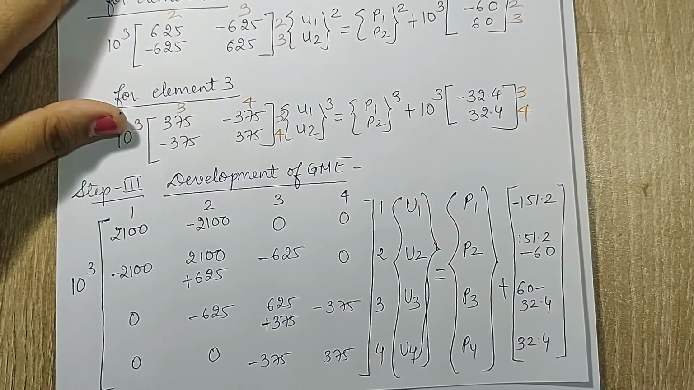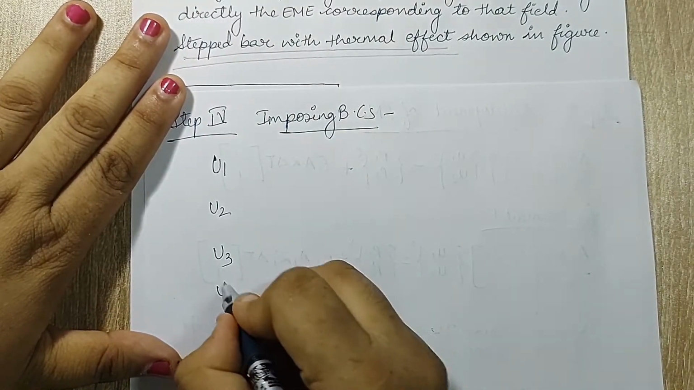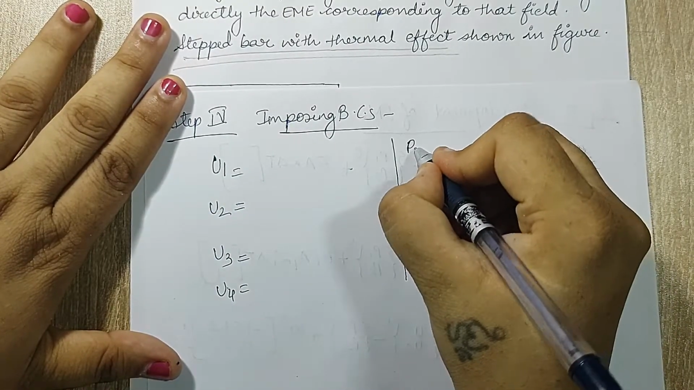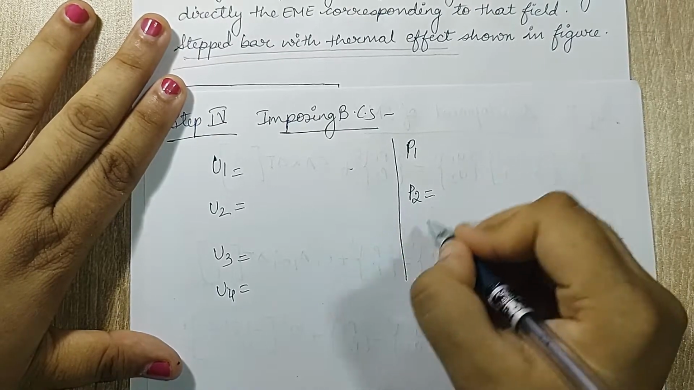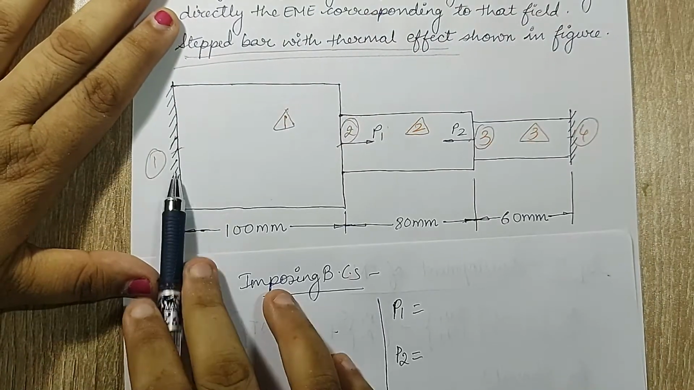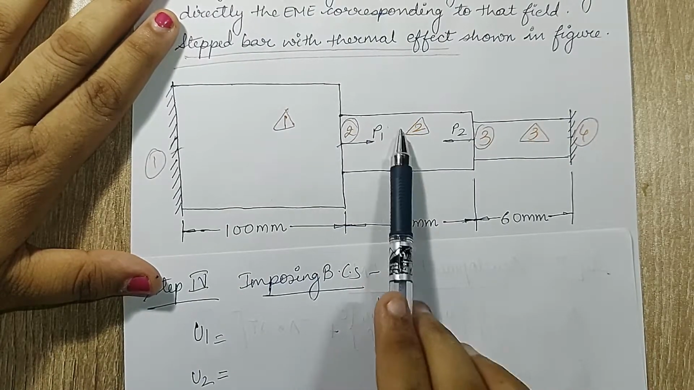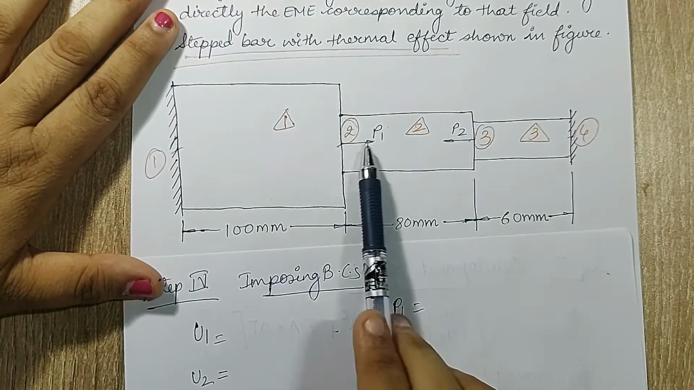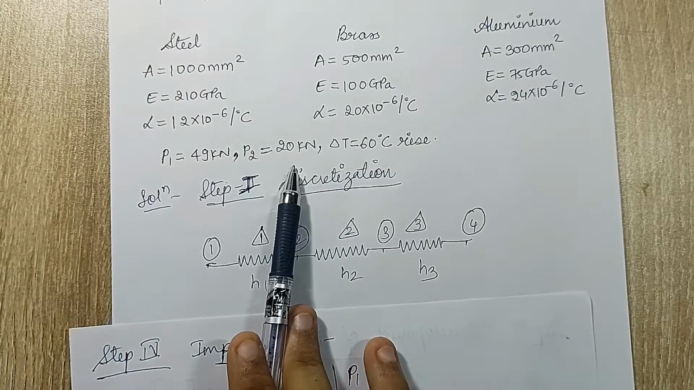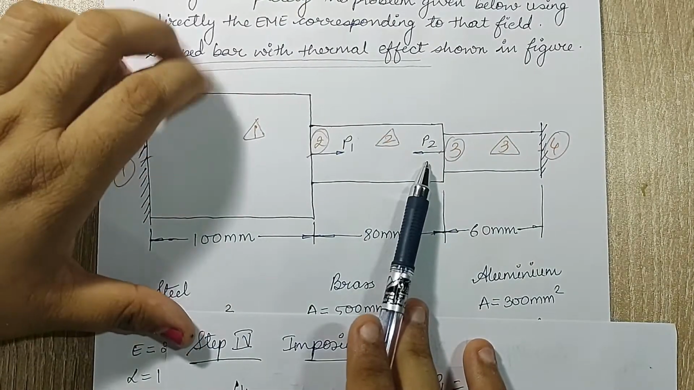Next I'll go for step 4, that is imposing of boundary conditions. The variables are U1, U2, U3, U4, P1, P2, P3 and P4. When I look at the diagram, first and the last node are fixed, and at node 2 and 3 there are two loads applied. They are labeled here as P1, P2. Don't get confused, they have just been labeled so. The value of P1 is given as 49 kilonewton and P2 is given as 20 kilonewton. Since their directions are opposite, I'll assume one as positive and the other as negative.